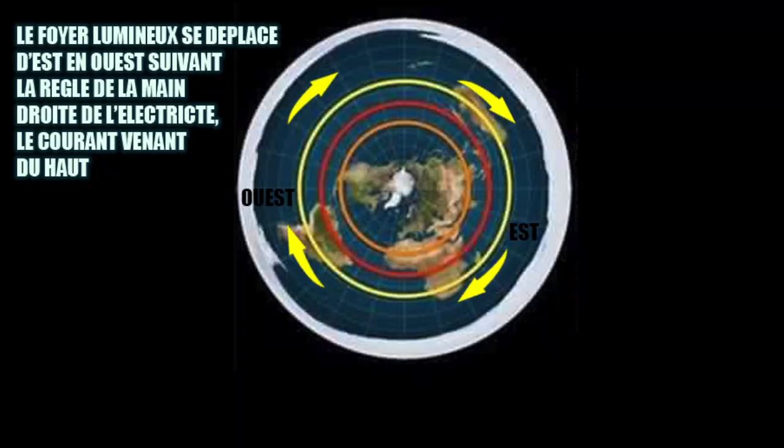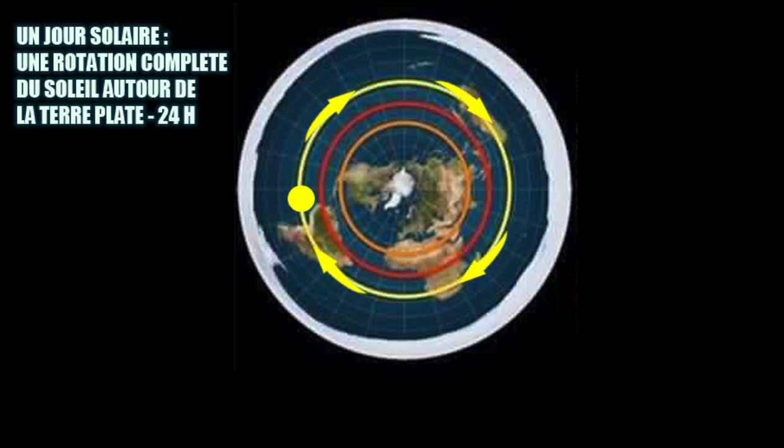Focal point of light, the sun, direction of travel is east to west. Flow of electricity is coming down towards us, so it is governed by the right-hand rule of electricity. Remember what a day actually is. One solar day, one complete circle around the flat earth, takes 24 hours. So the little yellow circle on the blue circle is a representation of the sun, and it travels east to west on its daily path.